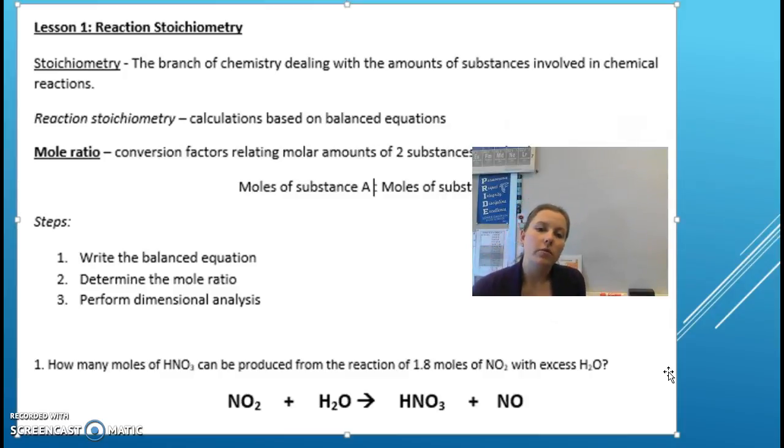So if we look at this problem, we have 1.8 moles of NO2 with H2O. The first thing you want to do for all of these problems is make sure the reaction is balanced. That right there is not balanced. You can tell because you have two hydrogens on this side, only one on this side. So we're going to write out this reaction first.